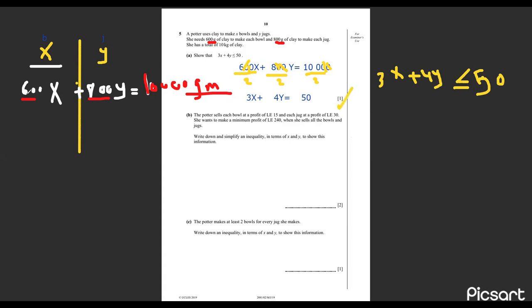The potter sells each pebble for a profit of 15 and each jug for a profit of 30. She wants to make a minimum of 240 LE when she sells the pebbles and the jugs. Write down an inequality in terms of x and y to show this.